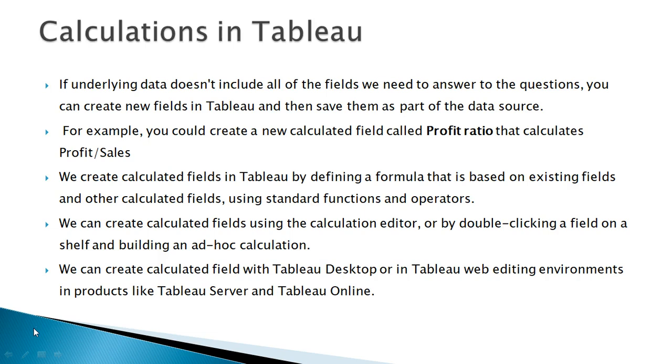For example, if I want to calculate the profit ratio, but I don't have a column called profit ratio in my original data source, but I have columns with profit and sales, then using profit and sales, I can calculate profit ratio. So this is how we would be creating calculated fields and associating them with the view.